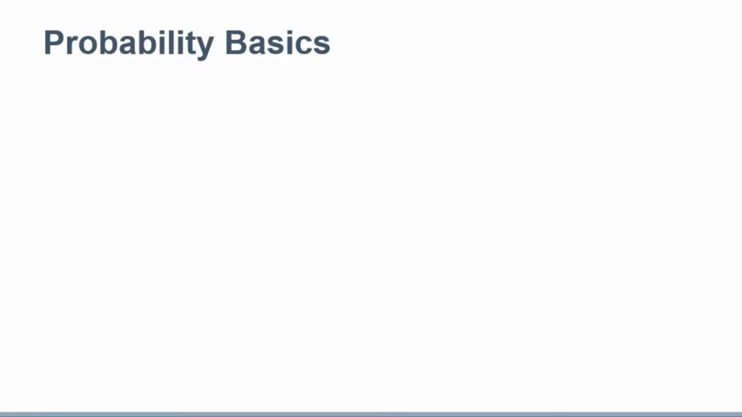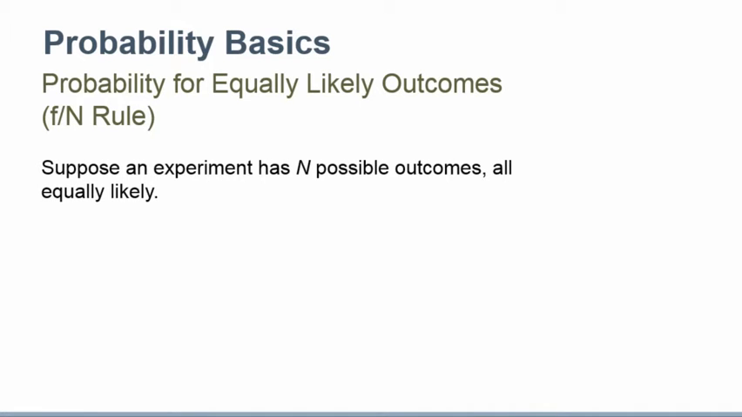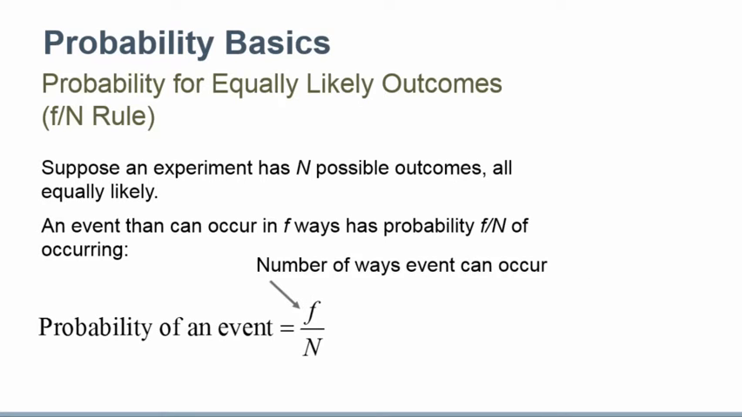Probability basics. Probability for equally likely outcomes, F divided by N rule. Suppose an experiment has N possible outcomes, all equally likely. An event that can occur in F ways has a probability F divided by N of occurring. Probability of an event equals F divided by N. F is the number of ways the event can occur. N is the total number of possible outcomes.